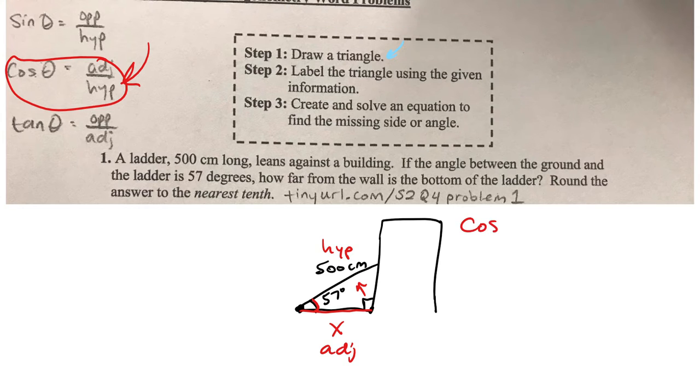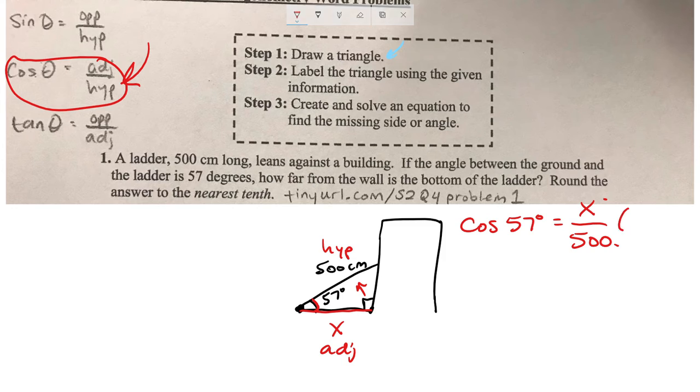So cosine of 57 degrees is going to be equal to the adjacent side x over 500, the hypotenuse: adjacent over hypotenuse. And now the big thing here is we just want x by itself.